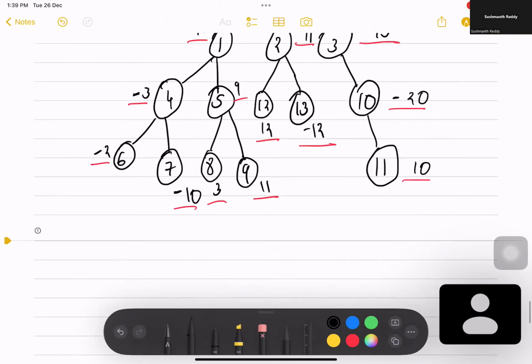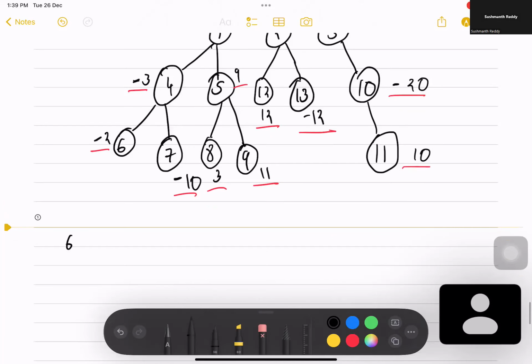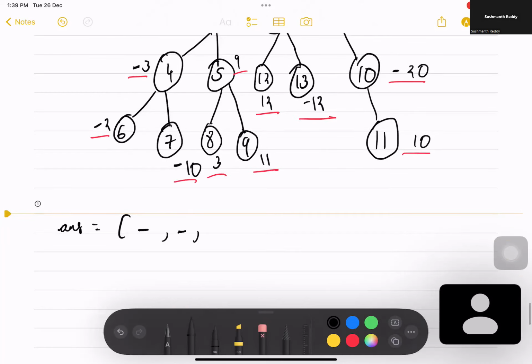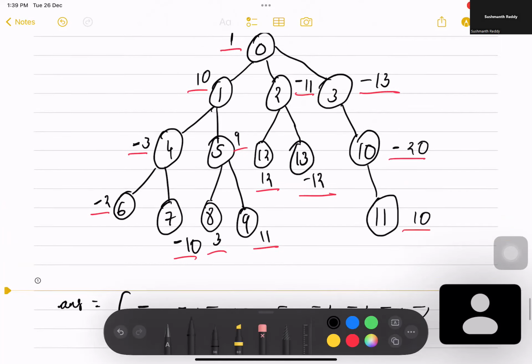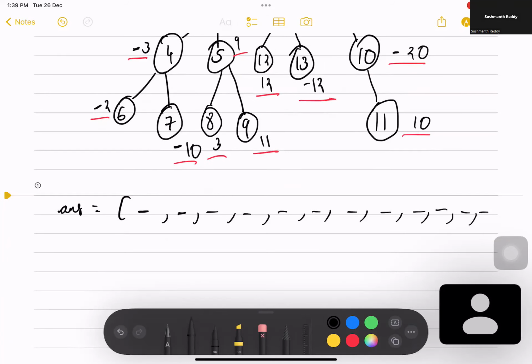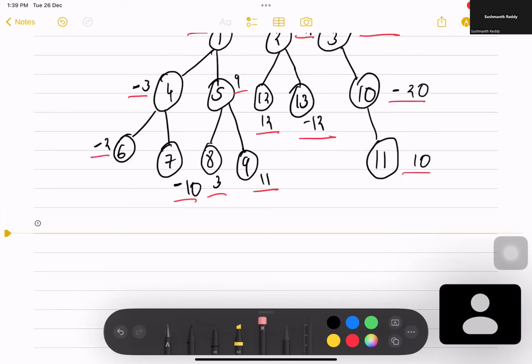So firstly, let's find out the value for leaves. For 6, we place one coin. Okay, let me write it as this. Let's say answer, and this is for 0, 1, 2, 3, 4, 5. Otherwise, let us write it per node. For a particular node, what is the value? Let us write it in that simple way.